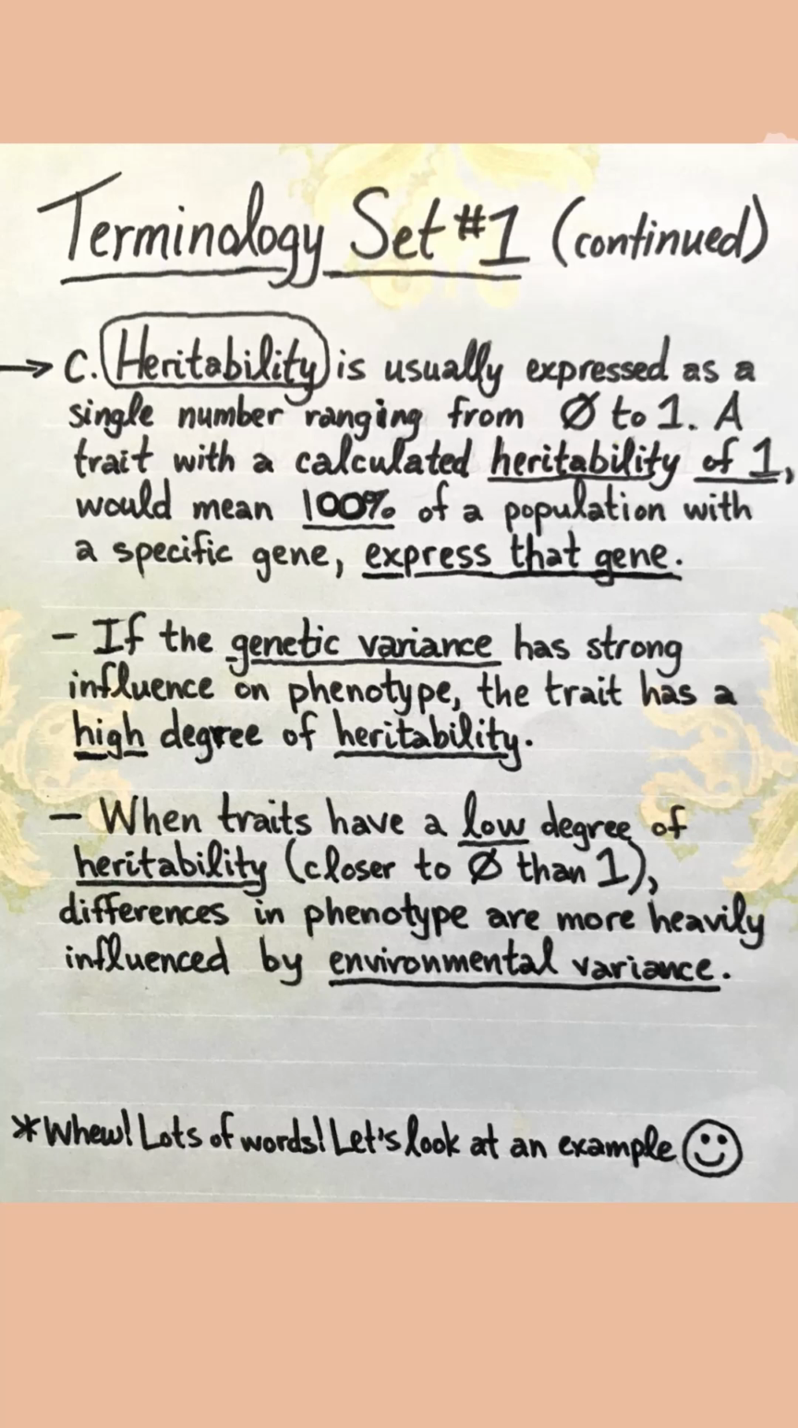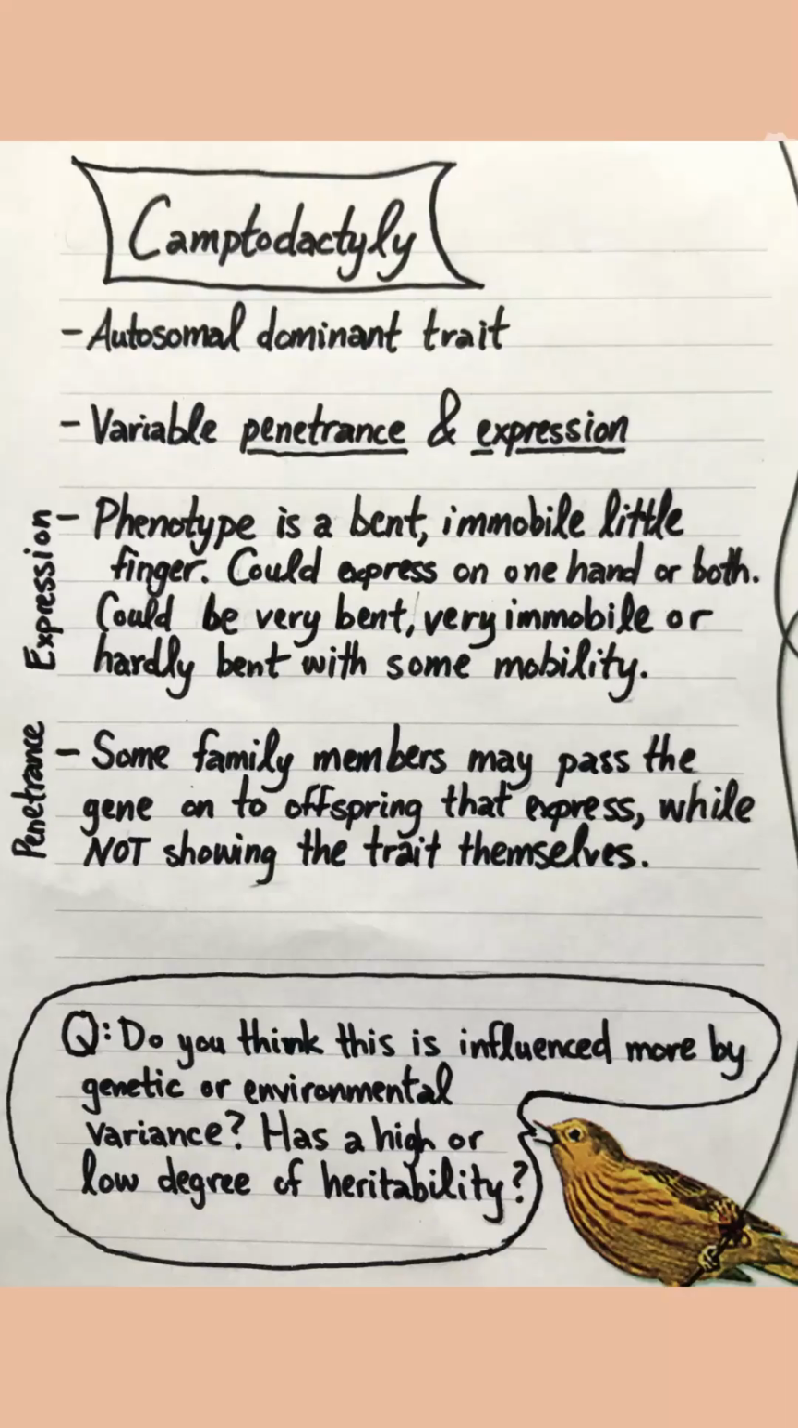Let's look at an example. The example I'm going to use for this is called camptodactyly. Camptodactyly is an autosomal dominant trait, and it has variable expressivity and variable penetrance. The phenotype for camptodactyly is a little finger that is bent and has limited mobility. Camptodactyly has variable expression in this trait.